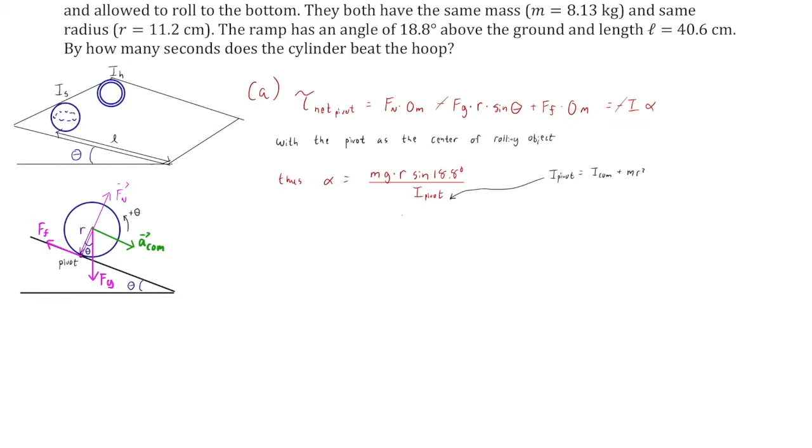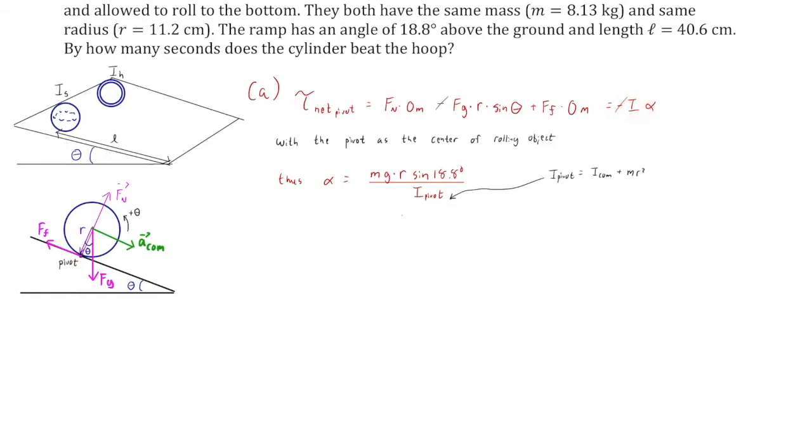So then I'm going to go ahead, all right, and I point out it's the center. And so then I'm going to go ahead and solve for alpha, which is then just going to be mgr, because there's my mg. The r was just the displacement, okay, from the center of mass to the pivot, that's r, which is just the radius, okay? And then sine of 18.8 degrees. Well, 18.8 degrees was the angle of the ramp, and it's also this angle, just by basic geometry, okay? And then I divide by I.